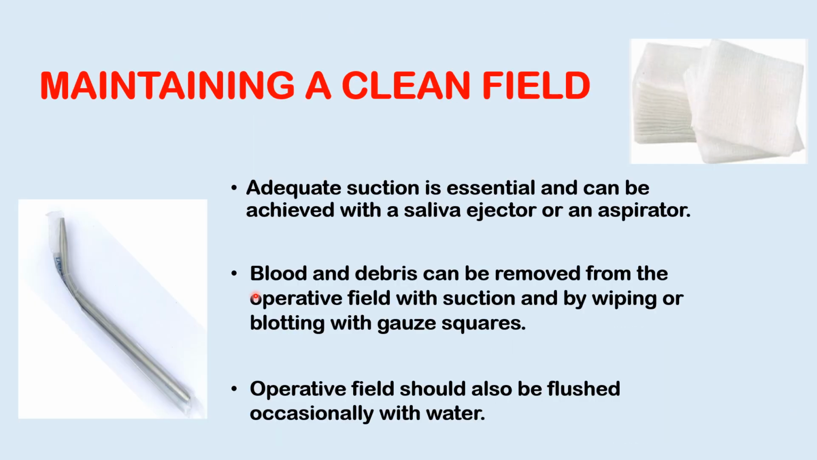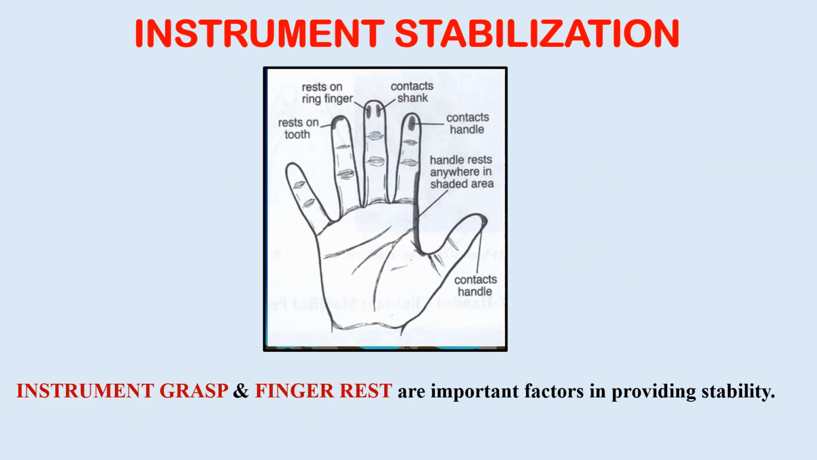So now let's talk about the fourth component of principles of instrumentation, that is to maintain a clean field. Why is it so important? Even when there is good visibility, illumination and retraction, instrumentation can still be difficult if the operating field is contaminated by blood, saliva or debris. To achieve proper instrumentation, we can use a saliva ejector or an aspirator. Also, we can use cotton gauze to wipe or blot the blood and debris. Sometimes we can also use water to flush the operative field to make it cleaner.